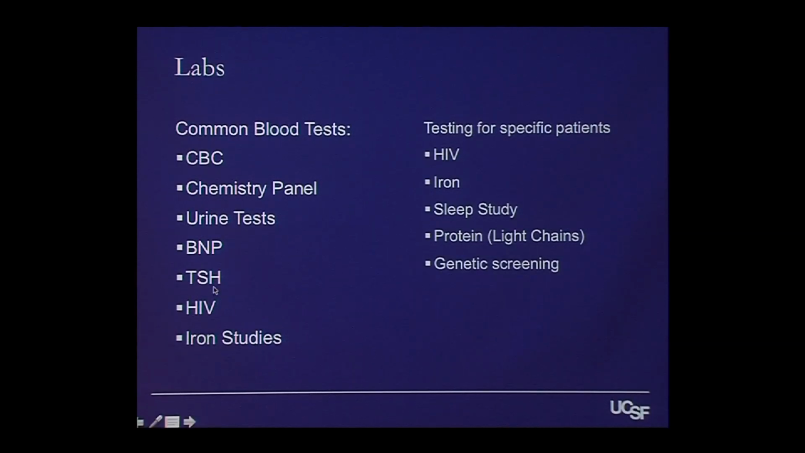A TSH, which is the thyroid test. HIV, iron studies, if a patient has iron overload. Too much iron in the body can lead to heart failure as well. And then there's some testing for specific populations. We talked about sleep studies, sleep apnea, which is increasing, is a very common cause for heart failure and can be potentially treated if you have a patient on CPAP or certain therapies for sleep apnea. There's certain proteins that deposit in the heart.